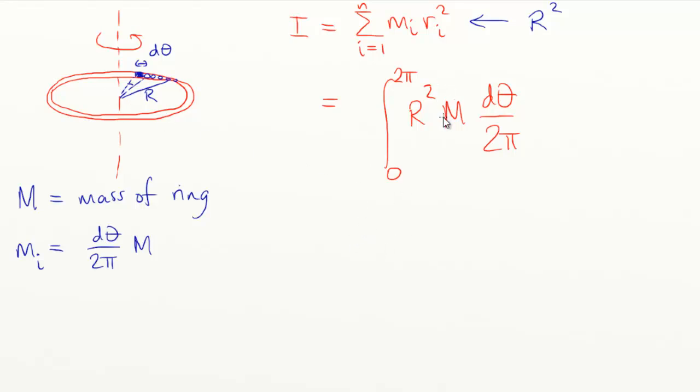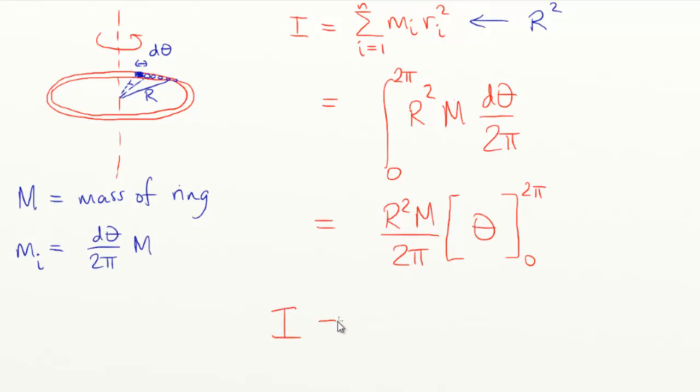Well, there's no thetas in this, so we're just going to get one theta dropping out at the other end. So we've got R squared M over 2 pi. They're all constants. The integral is just the theta, which is going from 0 to 2 pi. So that part of the integral, the bit that's changing, is just going to give us a 2 pi, which will cancel with the 2 pi that we've already got in the constants. So we end up with a moment of inertia which is just M R squared.